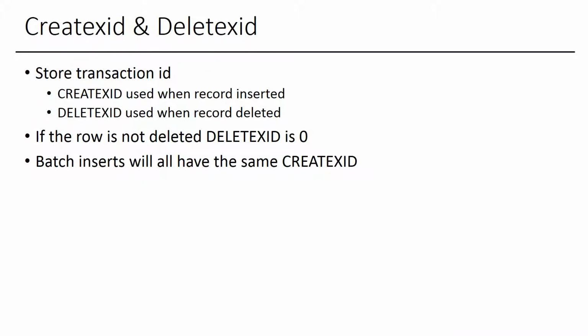The create XID and delete XID are another set of pseudocolumns used to store transaction IDs. Create XID defines the transaction ID that created the record, and the delete XID represents the transaction ID that deleted the record. The delete XID will be 0 if the record is not deleted. When the system updates a record, it updates the delete XID on the original row with the current transaction ID.